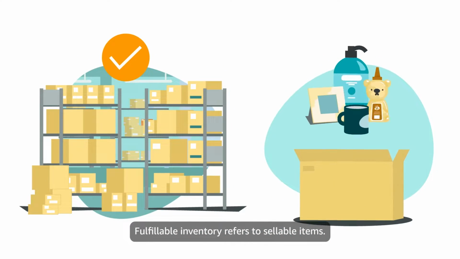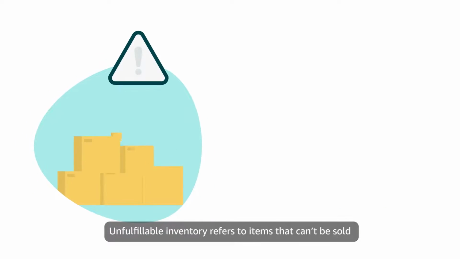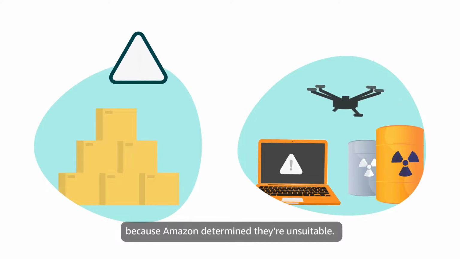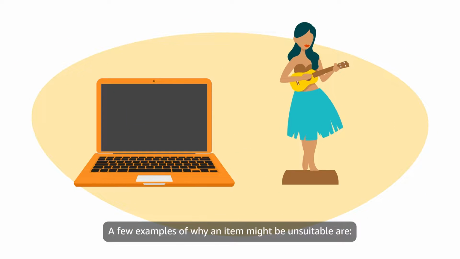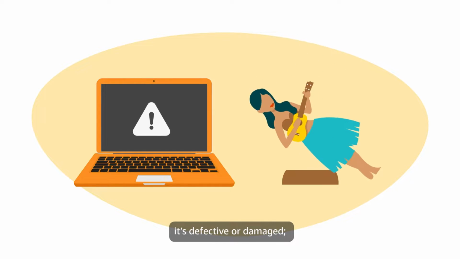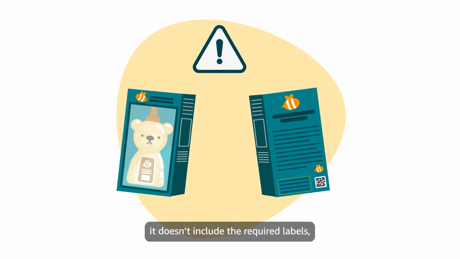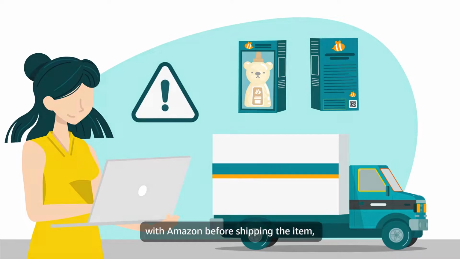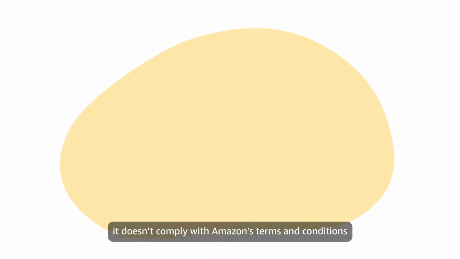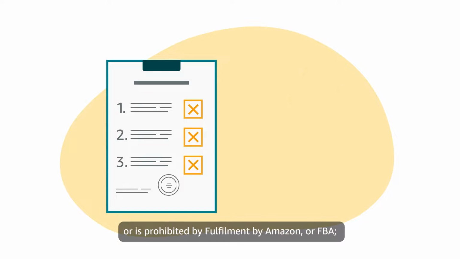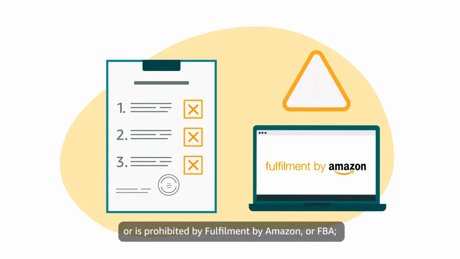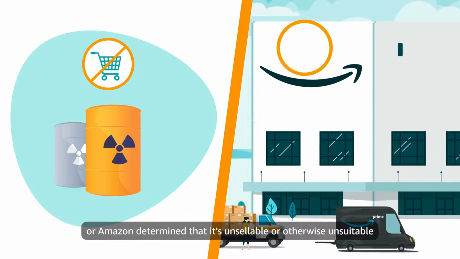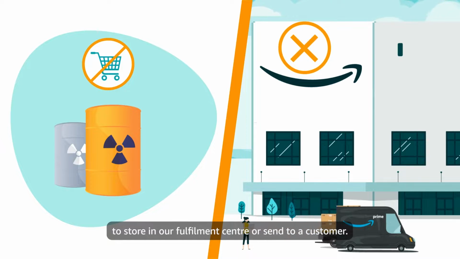Fulfillable inventory refers to sellable items. Unfulfillable inventory refers to items that can't be sold because Amazon determined they're unsuitable. A few examples of why an item might be unsuitable are: it's defective or damaged, it doesn't include the required labels, you haven't registered the labels properly with Amazon before shipping the item, or the labels don't match the product. It doesn't comply with Amazon's terms and conditions or is prohibited by Fulfillment by Amazon or FBA. Or Amazon determined that it's unsellable or otherwise unsuitable to store in our fulfillment center or send to a customer.